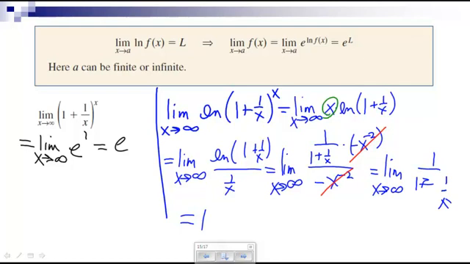So, pull the power down, deal with it that way. You may put a L'Hopital rule there. When you're done, bring it back to the original thing, but put it as the exponent on e and finish off the evaluation there. And according to the exercise, that's exactly right.